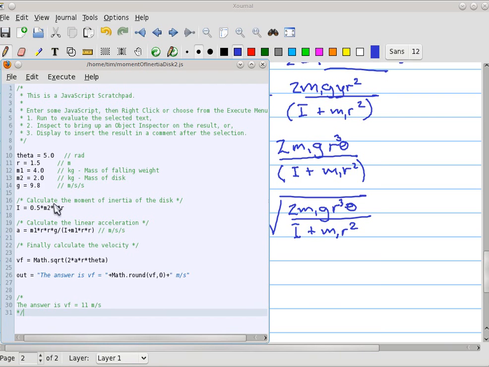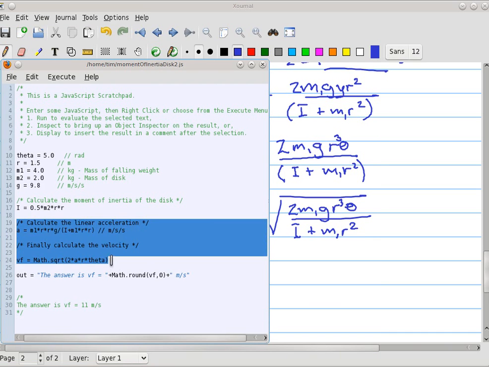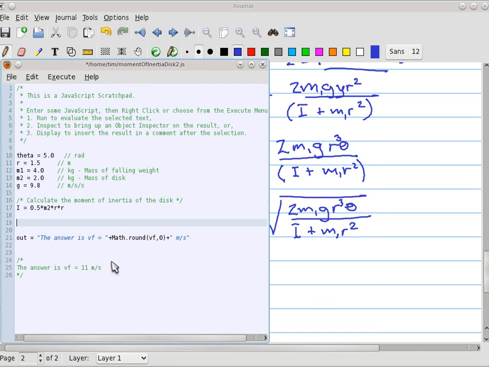All right, now what do we have? All of our givens are the same. We still need to calculate the moment of inertia, but now we're going to get rid of all that stuff. We don't need it. What we need is this formula over here. So it's a little more complicated, but we can work with it. So what we're going to do is say VF equals math dot square root parentheses. Let's do the numerator. I'll put parentheses around that just to be clear.